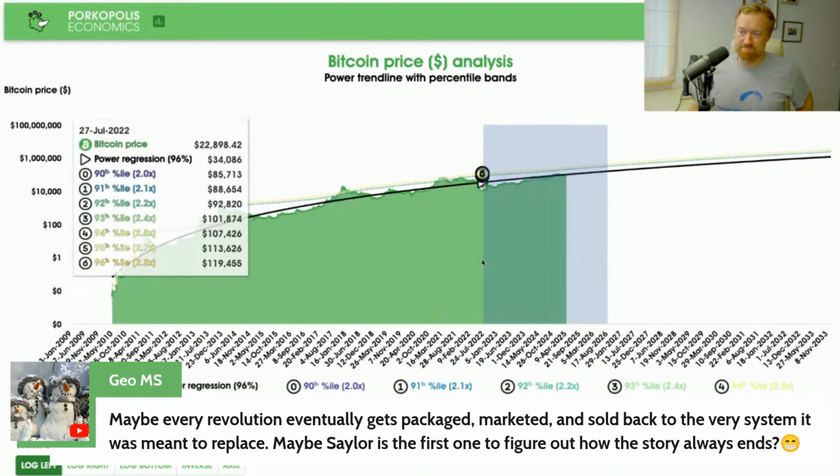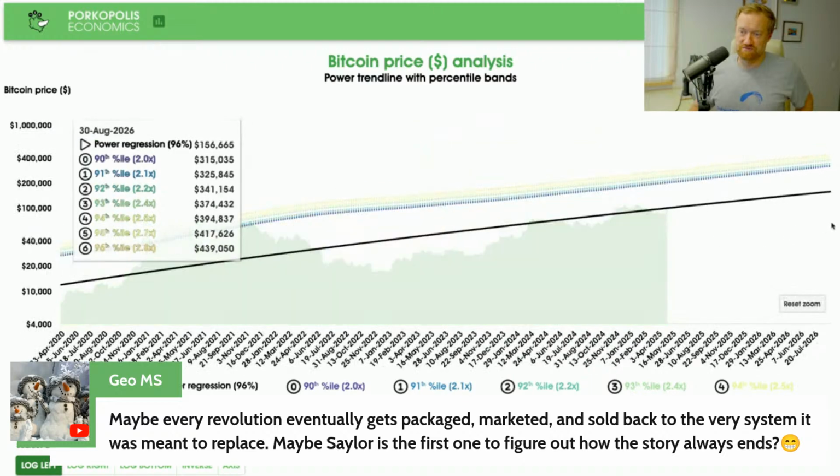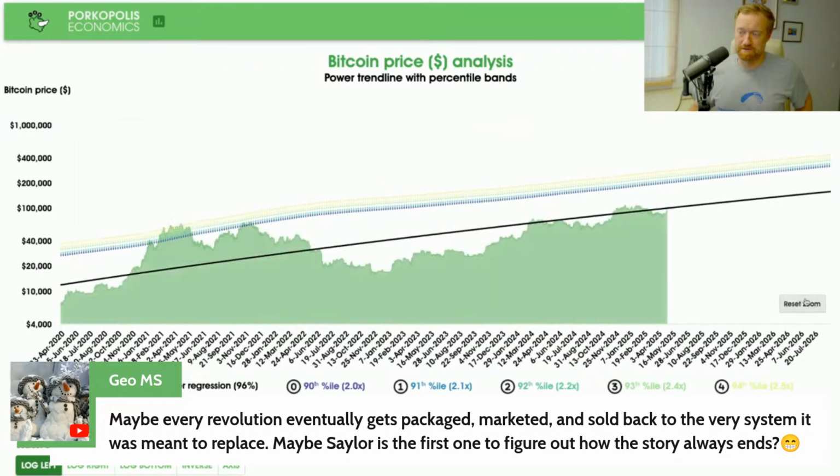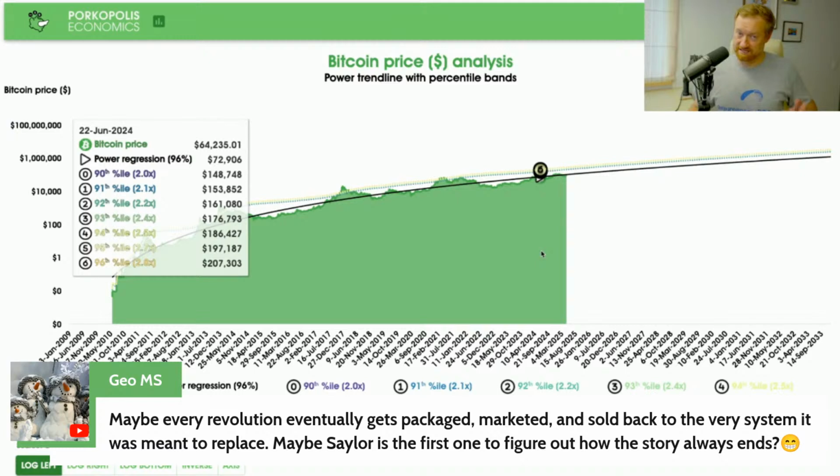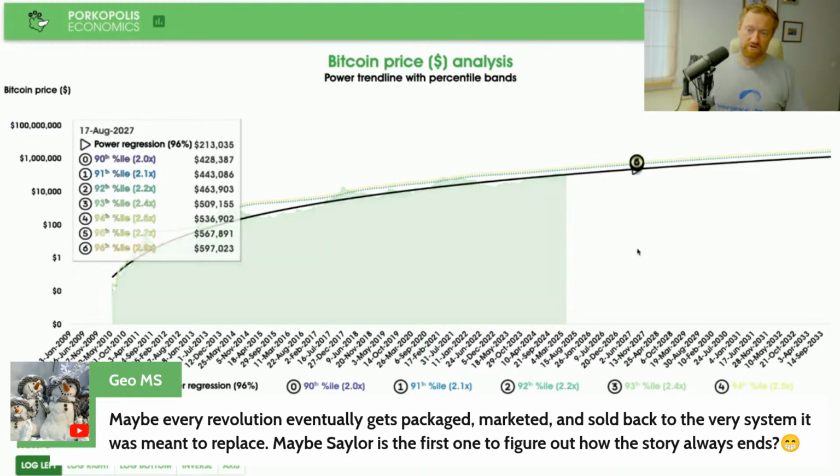But yeah, this is where I think we're going. It's a nice band. It's a nice number in your head. 2 to 3x the multiple. The trend is going to be about 125K. That means 250 to 350, roughly. 250 to 325.